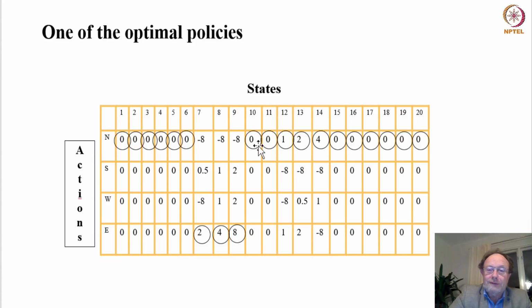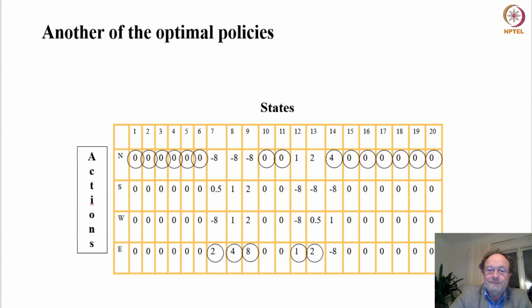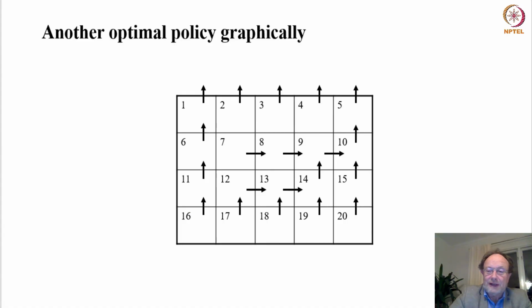This is just to show you that after a while we will reach a state with Q values that happen to represent one of the optimal policies, and that could be depicted graphically, like in this slide. Another optimal policy could look like this, with another pattern. So this is an illustration of Q-learning.